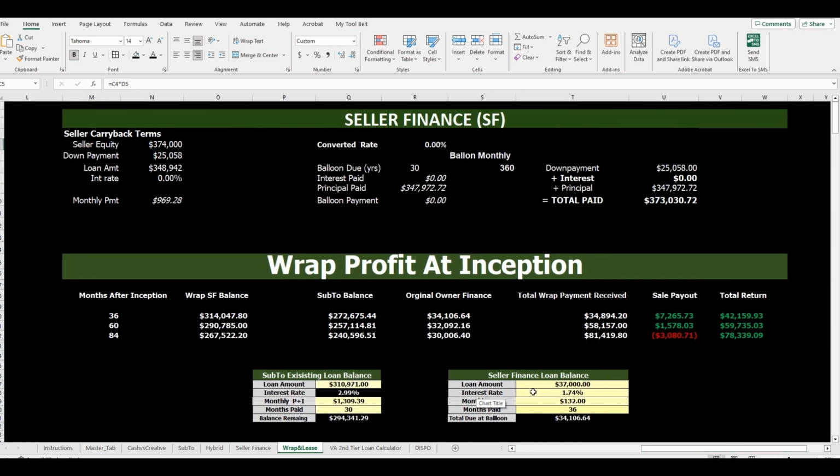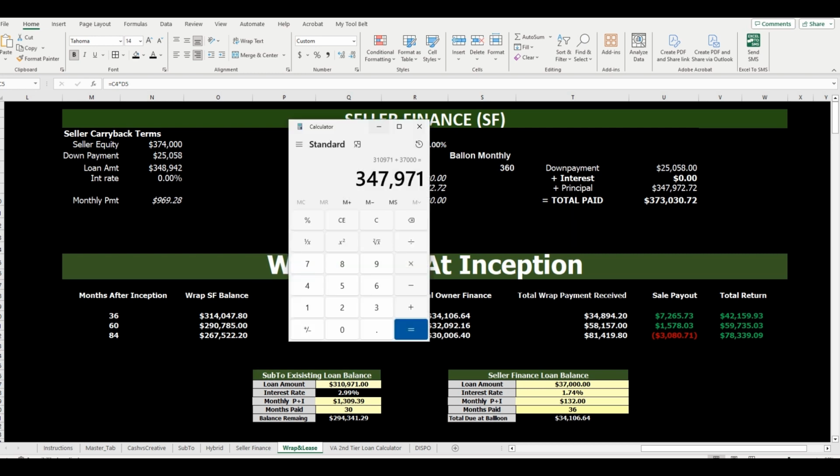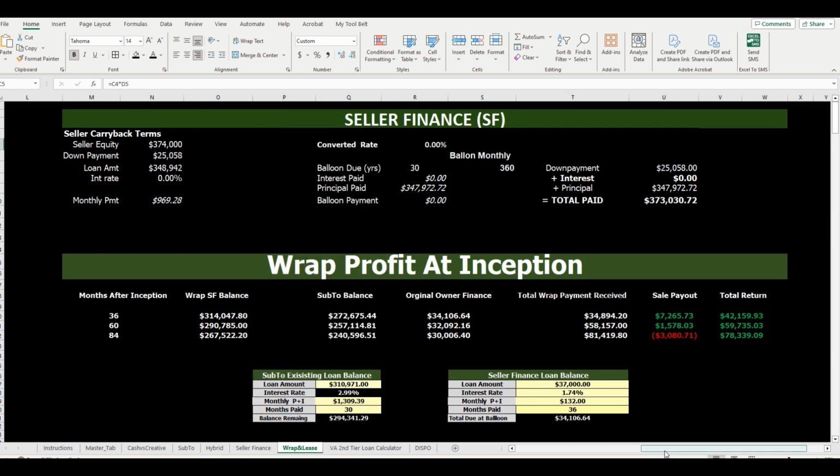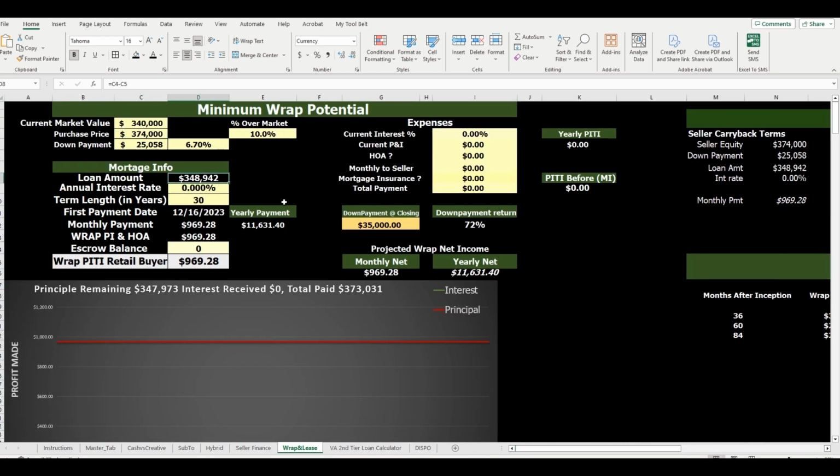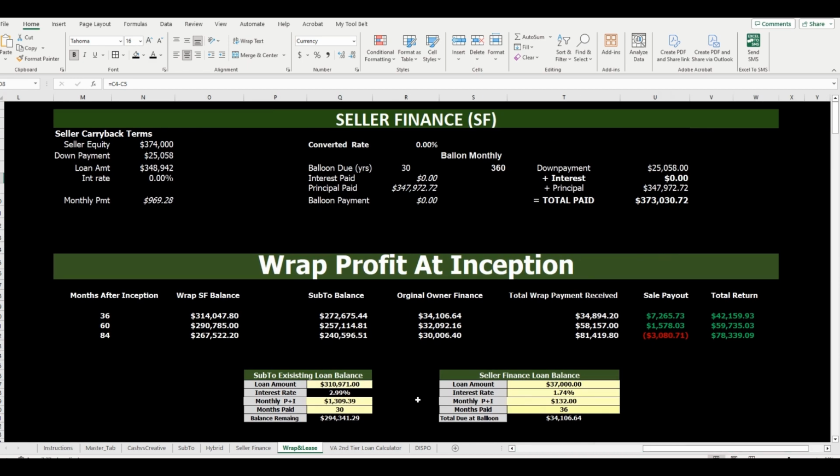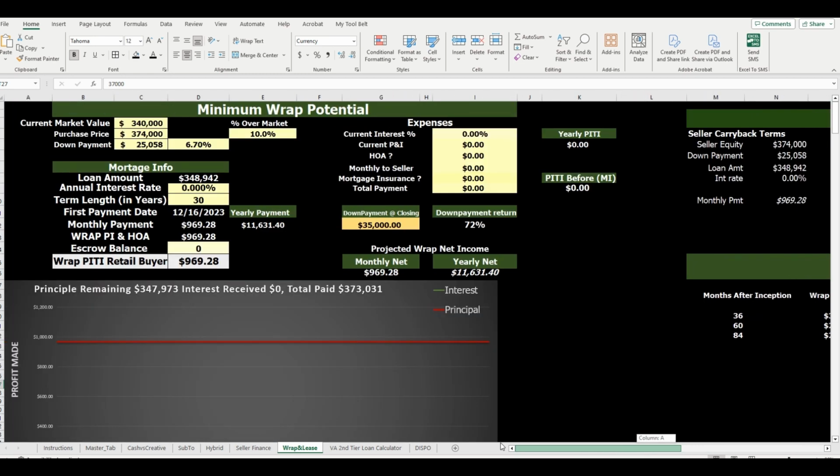So we've got old debts here for $347,900. Let's just say $348,000. And we're going to have some new debt here created by the retail buyer for almost $349,000. So we can leave it there. Just remember that the loan amount that the retail buyer is going to be responsible for must be equal to or greater than these two loan amounts combined. That is the rule of thumb.